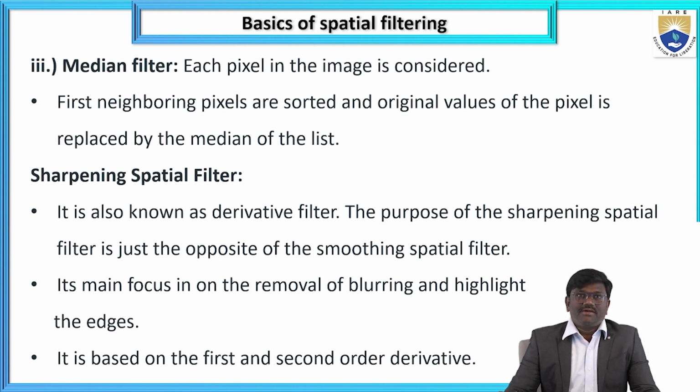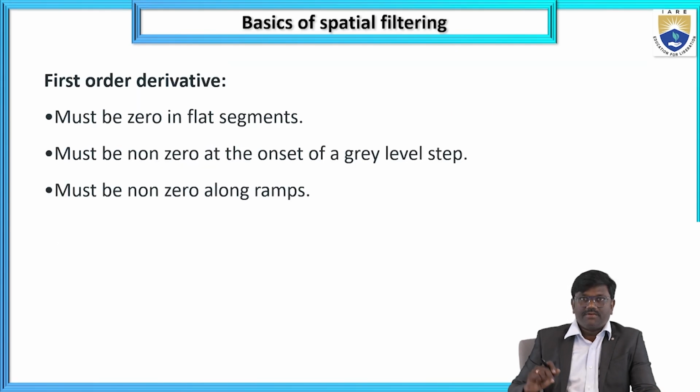Sharpening spatial filter is also known as the derivative filter. The main purpose of the sharpening spatial filter is just the opposite of smoothing spatial filtering. Its main focus is on the removal of blurring and highlighting the edges. It is based on the first and second order derivative.